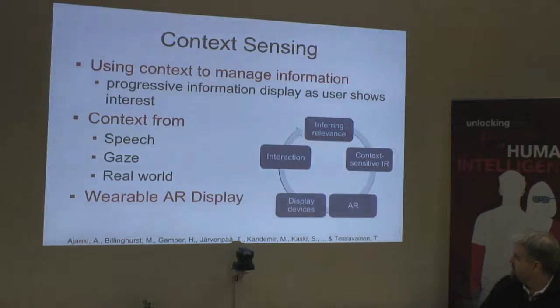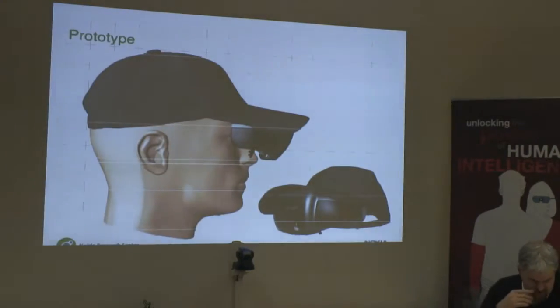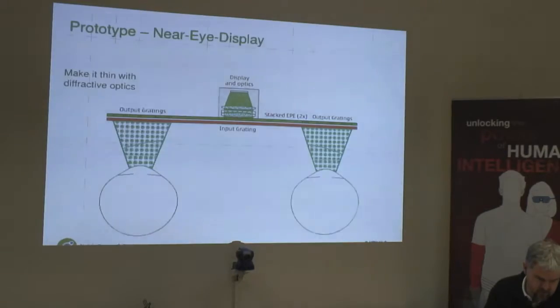So you can take context from a number of locations, so from what people are speaking, their gaze, what people are looking at, and also from their location in the real world as well. So we combine this together into a wearable AR display. In this case, we used a special system that was developed by Nokia that had a wearable computer, but it had an eye tracker in there as well.